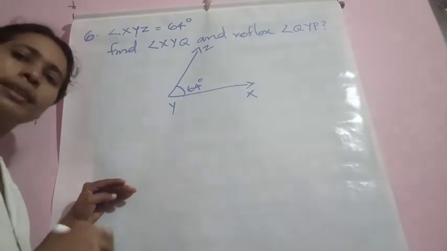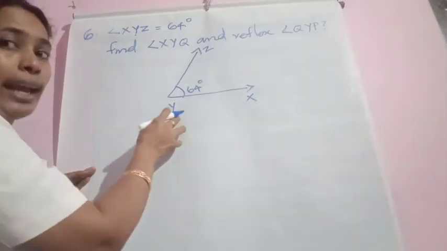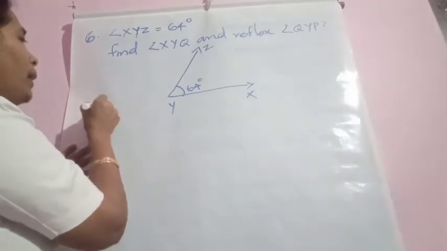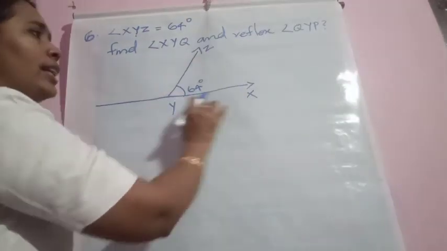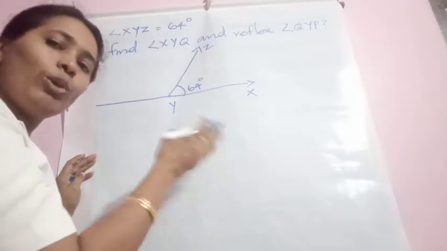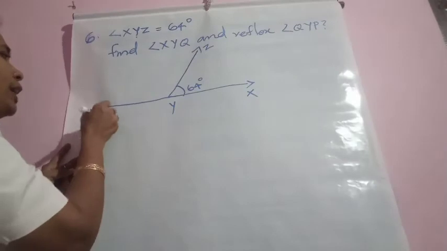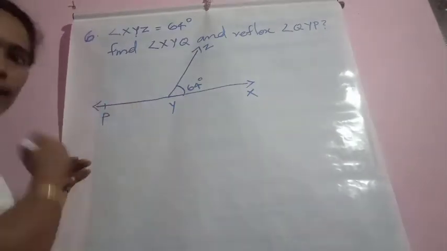Then in question, second line they told you, extend XY up to P. Extend, already this side is extending, so no need to extend again. So the only possibility is to the left side, up to P. So up to P, teacher has extended.